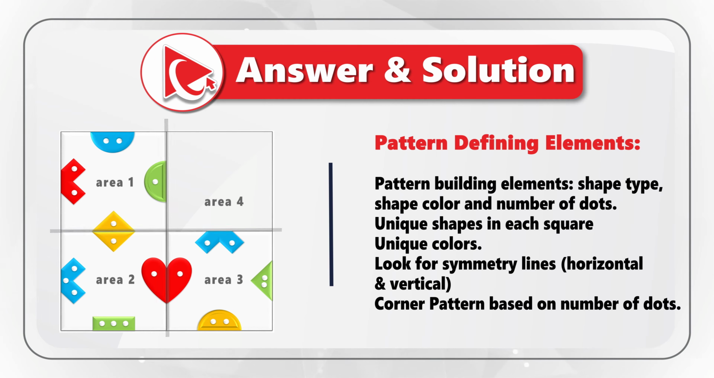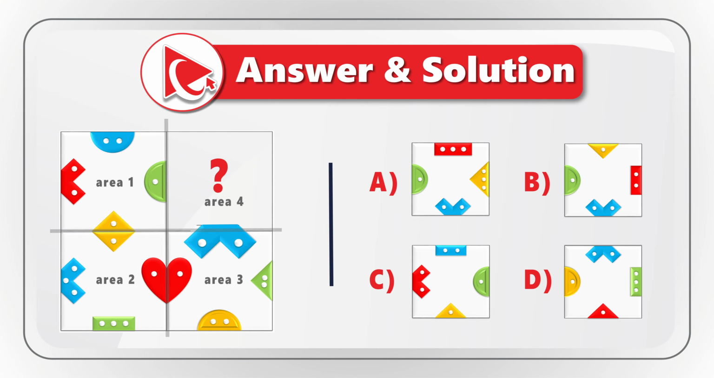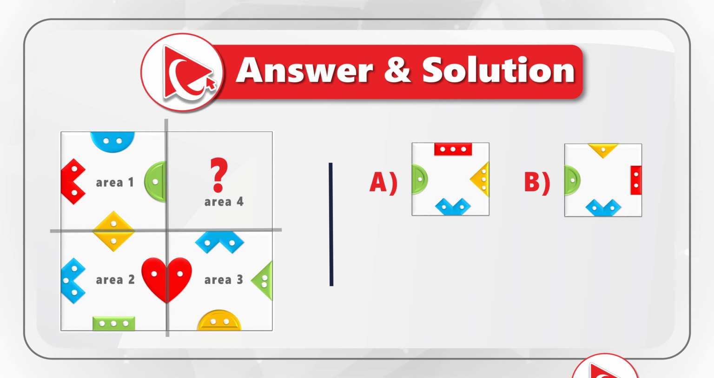The choice that we would need to select would help us build the circle between areas 1 and 4, and the circle would be green and will have one dot, and the correct choice will also help us build the symmetrical L-shaped object between areas 3 and 4, which will have two dots. Two choices match both of these criteria, and these choices are A and B. Which one do you think we should select?